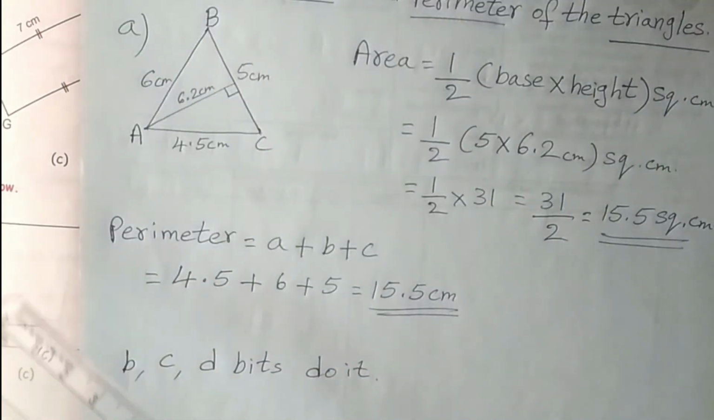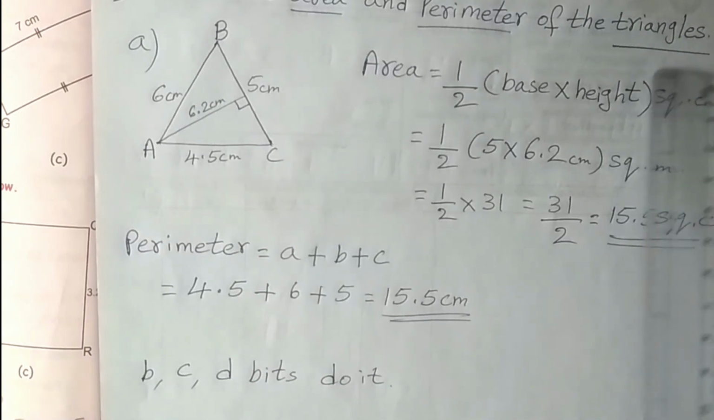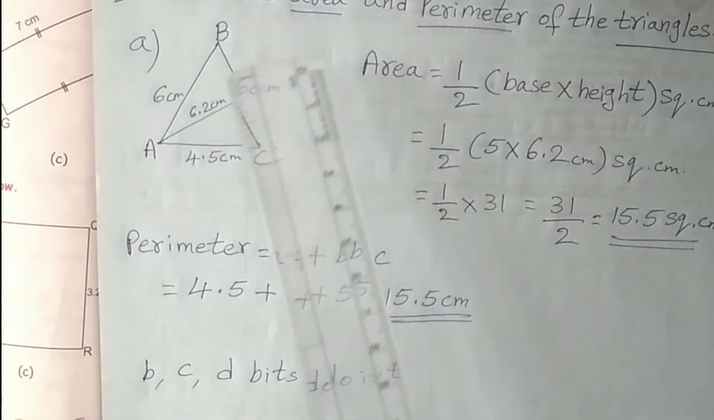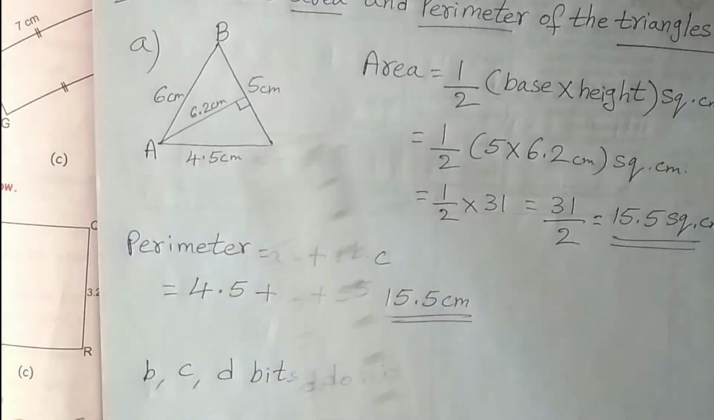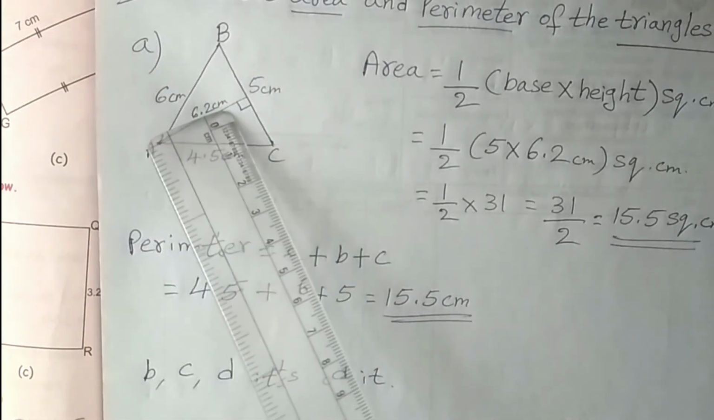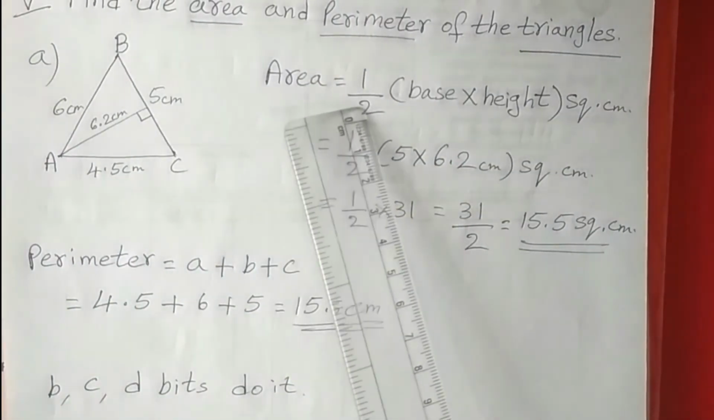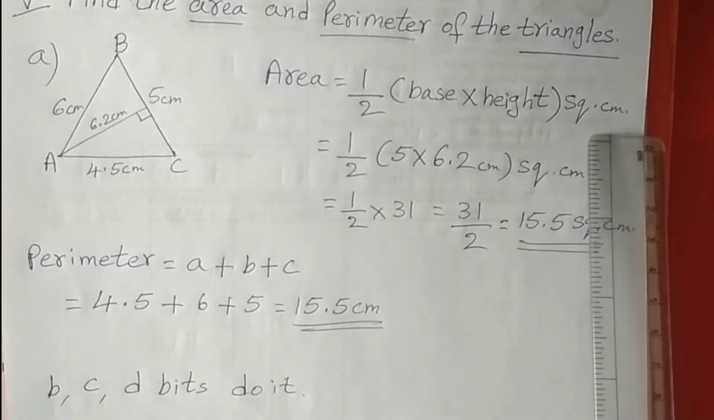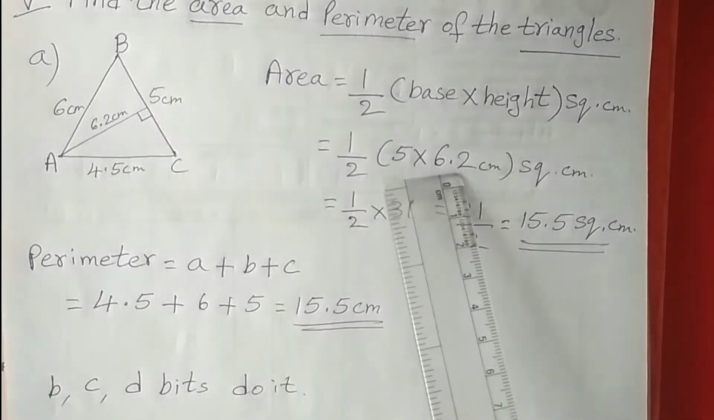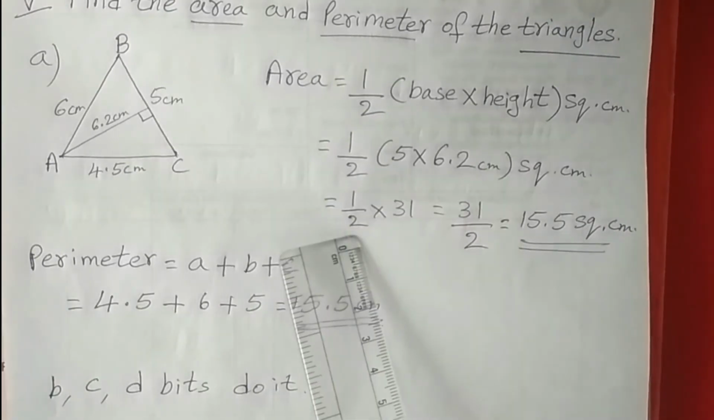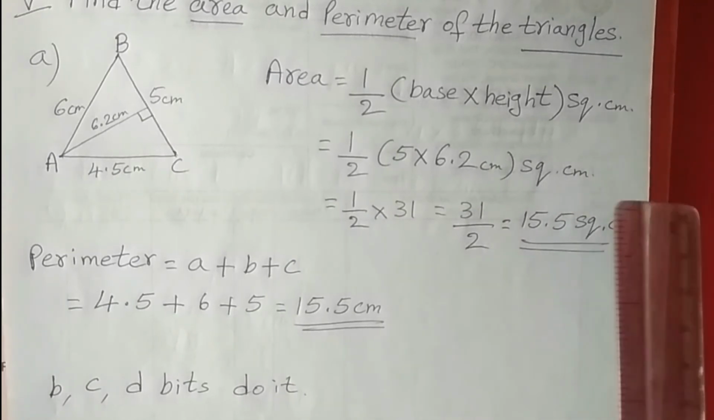For fifth sum, see the fifth question. Find the area and perimeter of the triangles. A bit. They have given here BAC and the measurements as 6 centimeters, 4.5 centimeters and 5 centimeters, height as 6.2 centimeters. So what's the formula to find out the area for the triangle? Area is equal to half into base into height square centimeters. So half into 5 into 6.2 centimeters, that is 31. 5 into 6.2 is 31 into half. So 31 divided by 2, that equals 15.5 square centimeters.